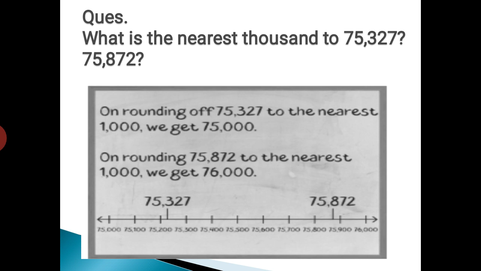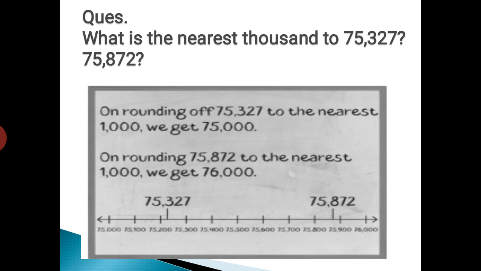So the first number is 75,327. If I want to round this off, I'll look at the digit which is at the hundreds place. So which digit is at the hundreds place? The digit 3. And what do you think, is it less than 5 or more than 5? Yes, obviously it is less than 5. So if it is less than 5, the thousands place will remain the same, and all the digits at the ones, tens and hundreds will become 0.